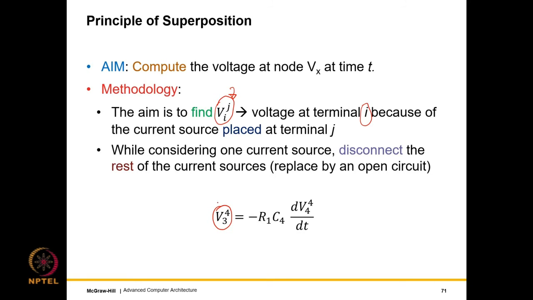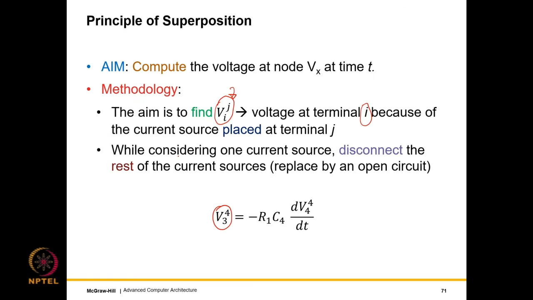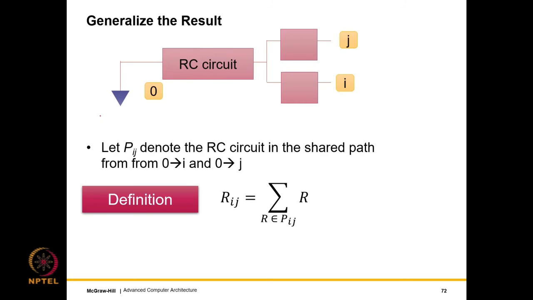Hence, V3 is equal to minus R1 times C4 dV4/dt. Why R1? Because R1 is the only resistance from this path to the ground, right? So that is why we will have minus R1 times the current, which is given by this value. So what we can do is we can generalize the circuit.